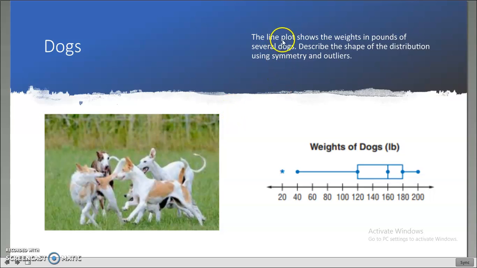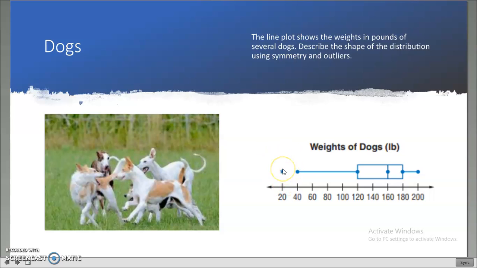Okay, dogs. It says a line. Oh, this is not a line plot. This is a box and whisker plot. It shows the weights in pounds of several dogs. These are not the dogs, it's just a picture. It says describe the shape of the distribution using symmetry and outliers. This little dot here is definitely an outlier. That's our symbol, letting us know it's an outlier. Otherwise, we would have the whisker coming all the way out here. So this is an outlier.